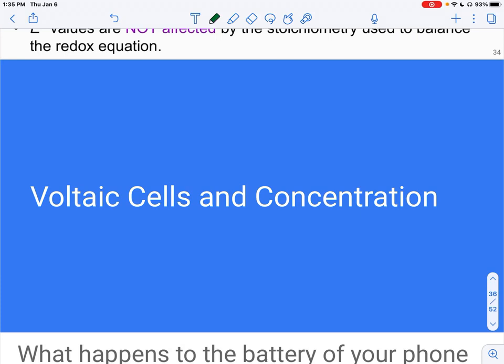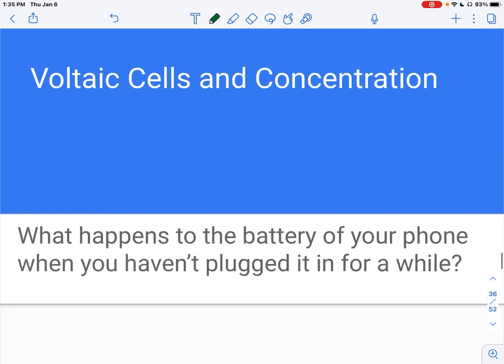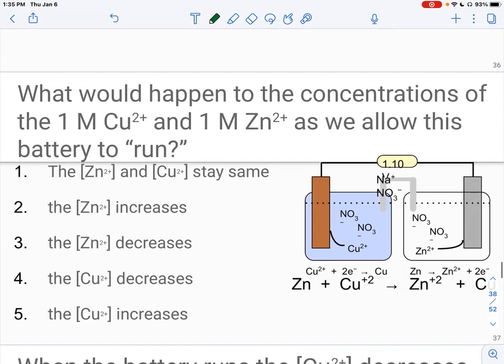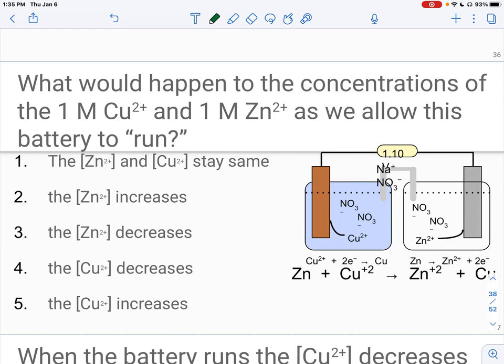So in this one we're going to get into what happens when a cell is not at standard 1 molar. So let's talk about why the battery of your phone dies. Obviously, if you don't plug it in, it dies. So let's talk about why. What would happen to the concentration of the 1 molar Cu2+ and the 1 molar Zn2+, this is our original voltaic cell, as we allow this battery to run?